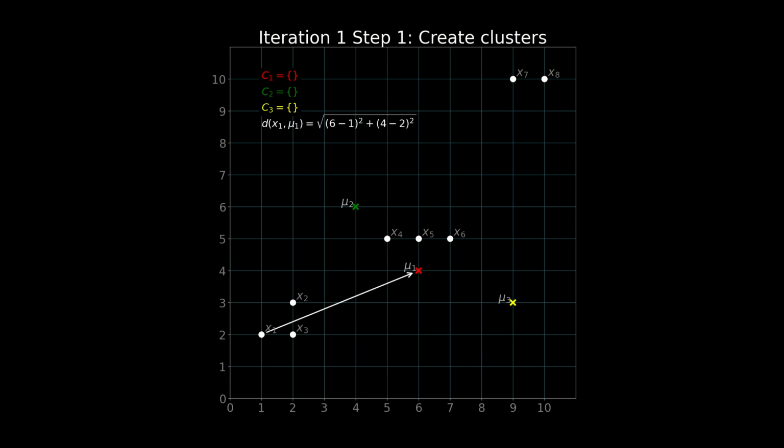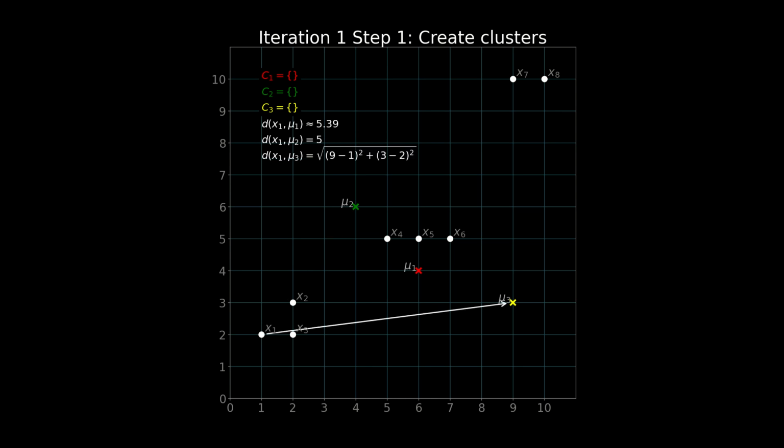For x1, the distance to mu1 is approximately 5.39. The distance to mu2 is 5. And the distance to mu3 is approximately 8.06. Mu2 is the closest of the 3, so we assign x1 to the cluster C2. Similarly, x2 is closest to mu2, so we also assign it to the cluster C2.